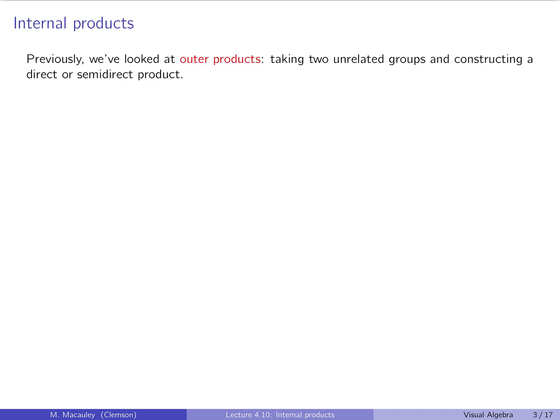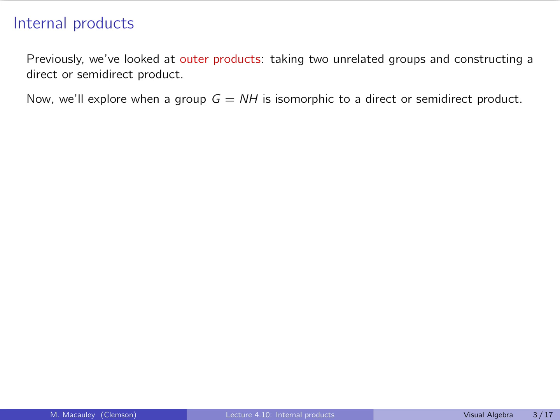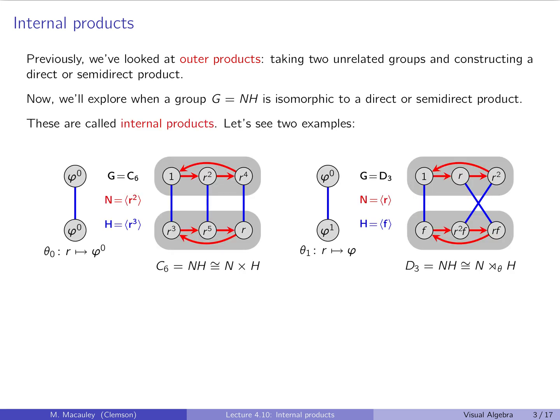Let's get started with an example right away. Previously, we've looked at outer products, that is, taking two unrelated groups and constructing a direct or semidirect product. Right now, we'll explore when a group G, which is the product of its subgroups N and H, is isomorphic to a direct or semidirect product. Once again, these are called internal or inner products, and here are two examples, one direct and one semidirect.